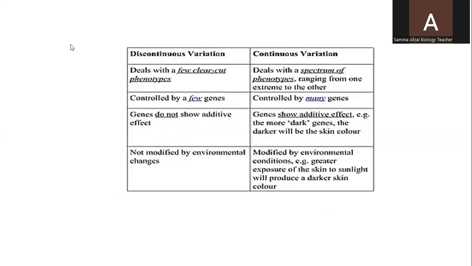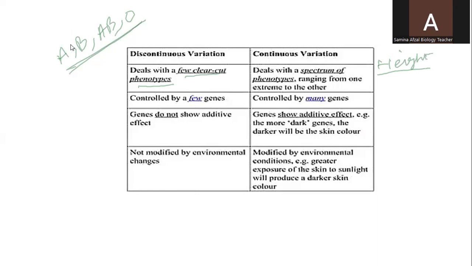Discontinuous variations deal with a few clear-cut phenotypes. As I have told you, only A, B, AB, and O types of blood groups are available. There is no other blood group. And continuous variations deal with a spectrum of phenotypes ranging from one extreme to the other. For example, height. So height will change in every generation.